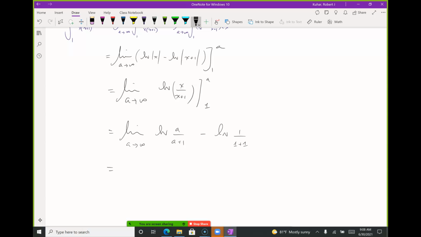So this is 2 plus the limit as a goes to infinity of the ln of a over a plus 1. Let's make sure you agree with me there. I just did some funky little manipulation there, but make sure you agree with me. I get a minus ln of 1/2, right? So that negative means reciprocal. So it becomes plus ln of 2. And then I just put the 2 out front, right?